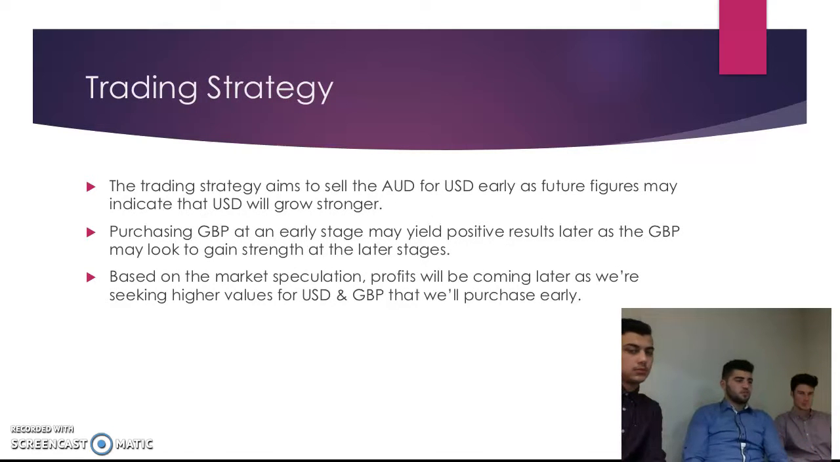And finally, our trading strategy. Our trading strategy aims to sell the AUD for USD early, as future figures may indicate that the USD will grow stronger, and by purchasing GBP at an early stage may yield positive results later on, as the GBP may look to gain strength at the later stages. So based on our market speculation, our profits will be coming later on, as we're seeking higher values for the USD and GBP, which we'll be purchasing early.